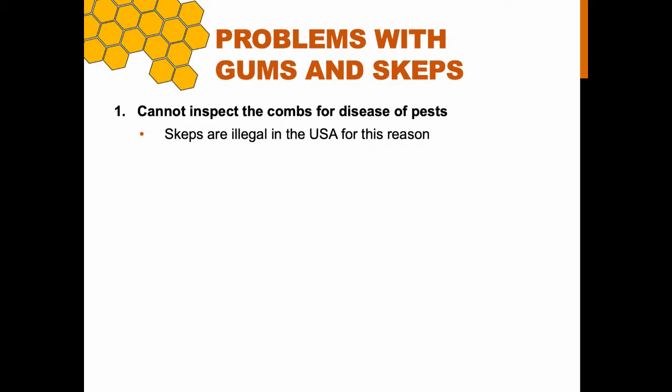Now, there are some major issues with bee gums and skeps that really held back beekeeping for a long time. The first major issue is that you can't inspect combs for disease or pests. If you want to look at the combs inside a skep or a gum, you have to tilt the whole thing upside down, and you can only see the stuff that's on the bottom. So if there's a problem up at the top of the hive where the honey is, you're out of luck. And for this reason, skeps are actually illegal in the US. You're not allowed to keep bees in skeps because they were a major source of disease transmission.